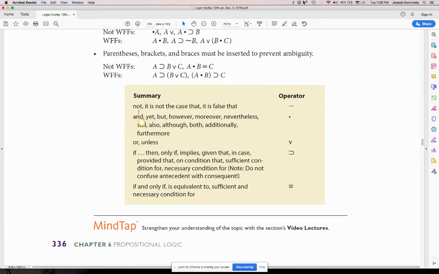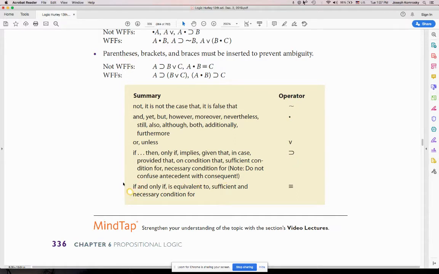If you see and, yet, but, however, moreover, nevertheless, still, also, you're going to use the dot. Whenever you see or, either/or, unless, you're going to use the wedge, which is for a disjunction. The dot is for a conjunction. This is for the negation, right? Whenever you see if, then, only if, implies, given that, in case that, provided that, on the condition that, all these examples of English, you use a horseshoe. So, for example, if you see if, then, you're not going to use a dot. You're going to use a horseshoe.